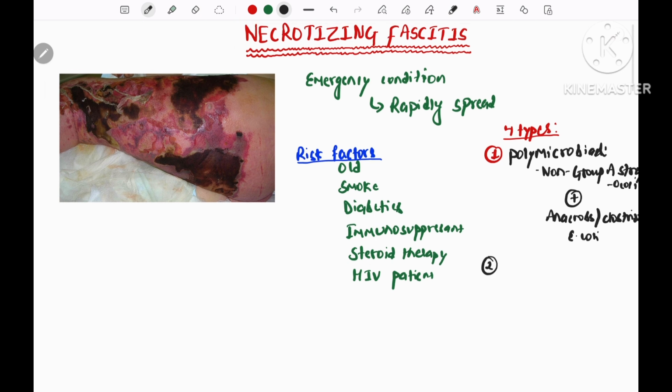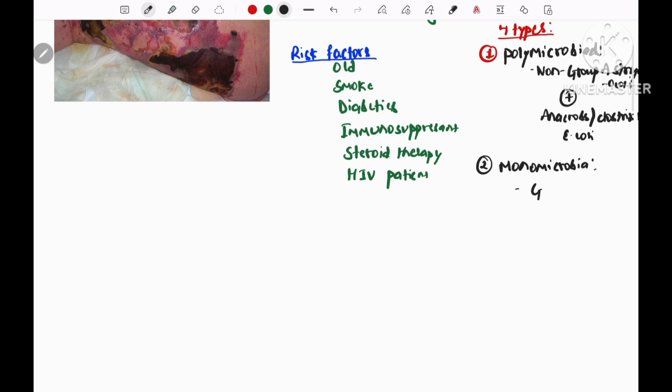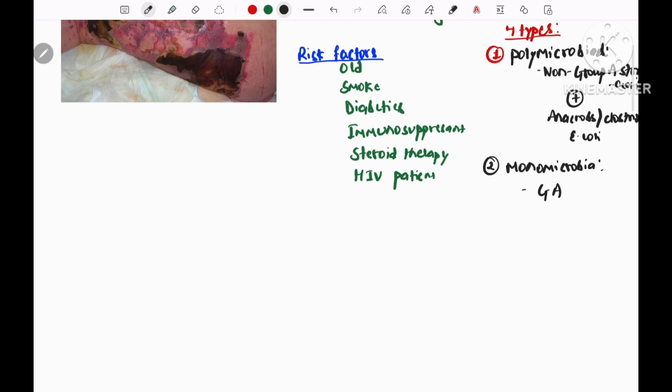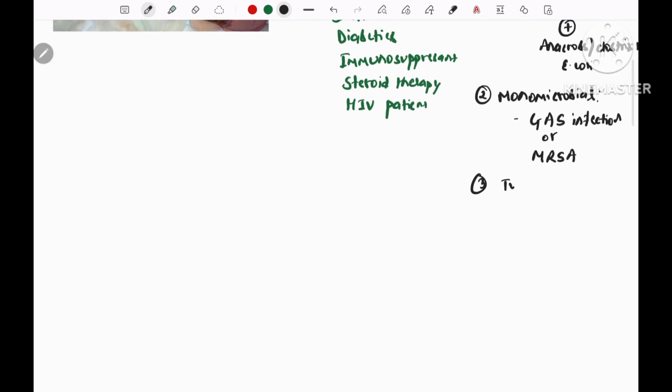And the second one is monomicrobial. In monomicrobial, the most common organism is group A hemolytic streptococci, so we write it as GAS infection. Or methicillin resistant Staphylococcus aureus. So these are the organisms involved as monomicrobial in necrotizing fasciitis.